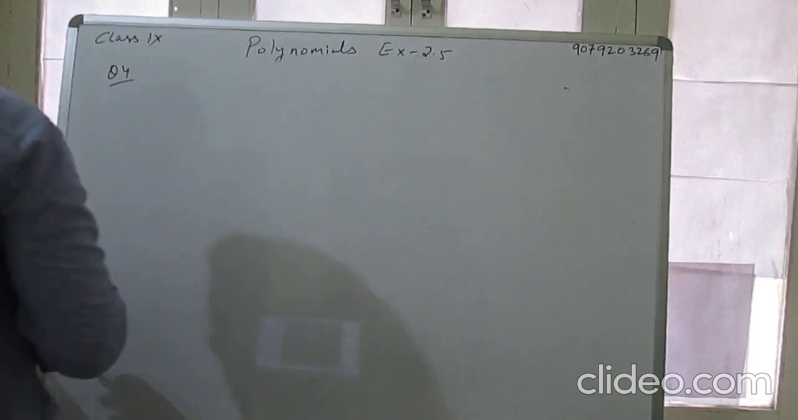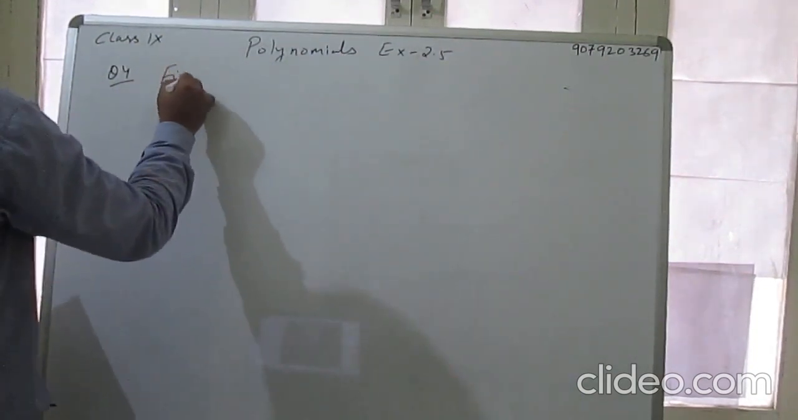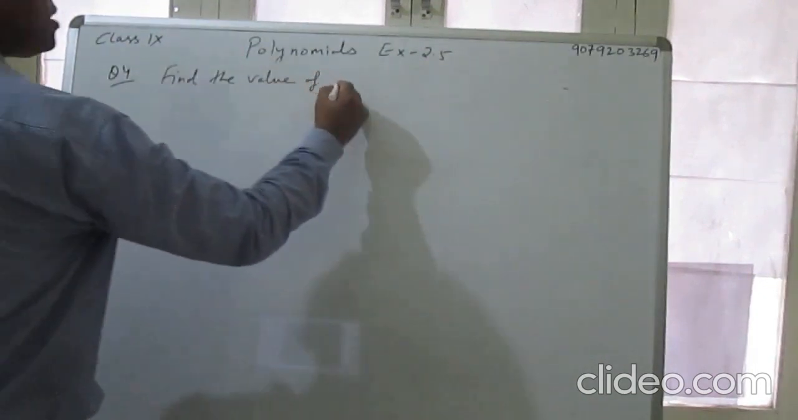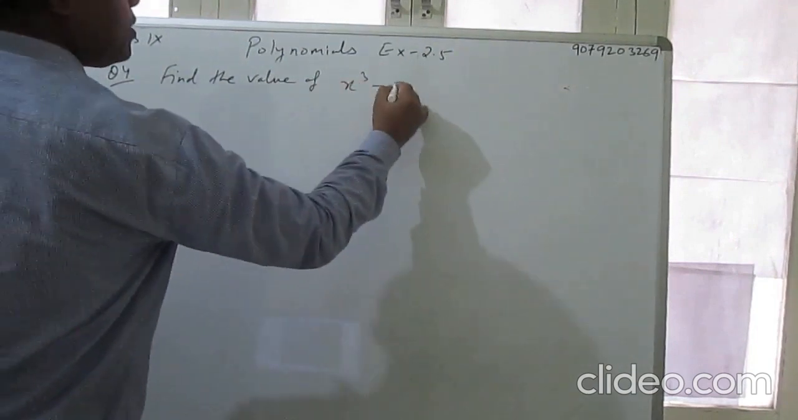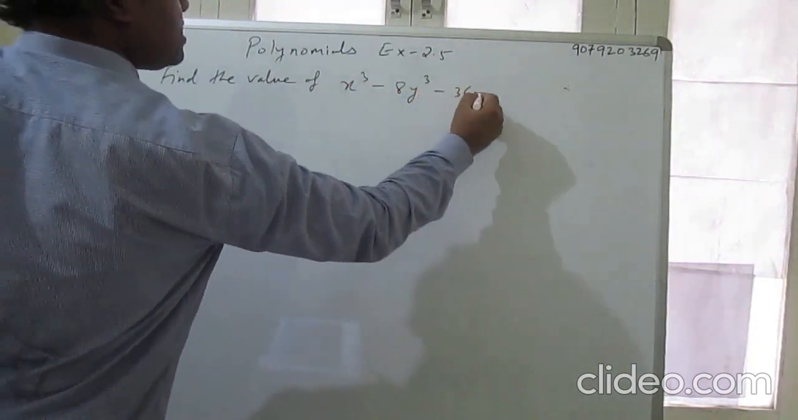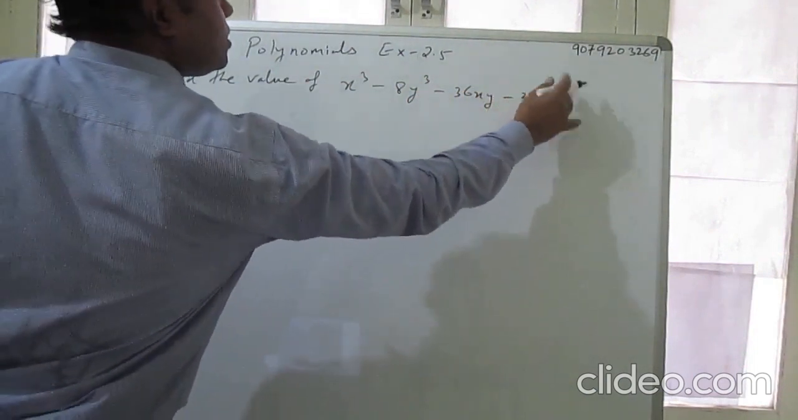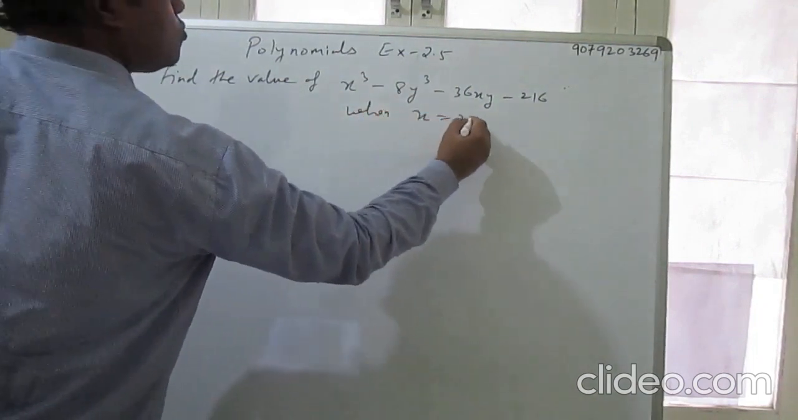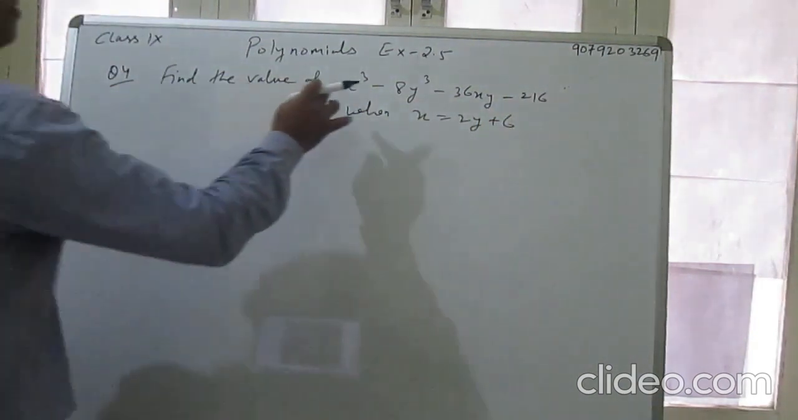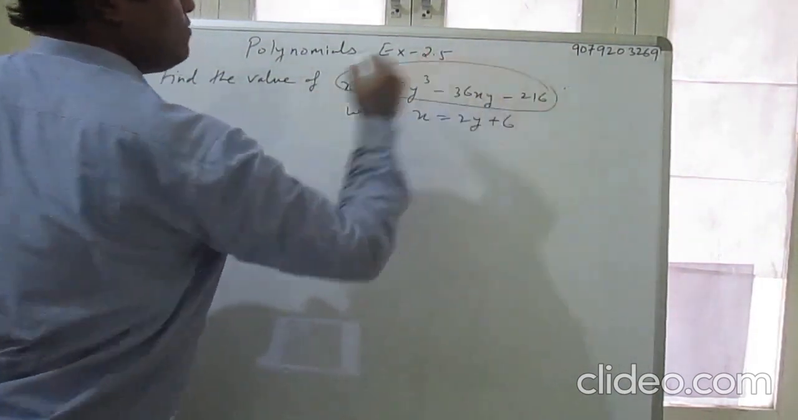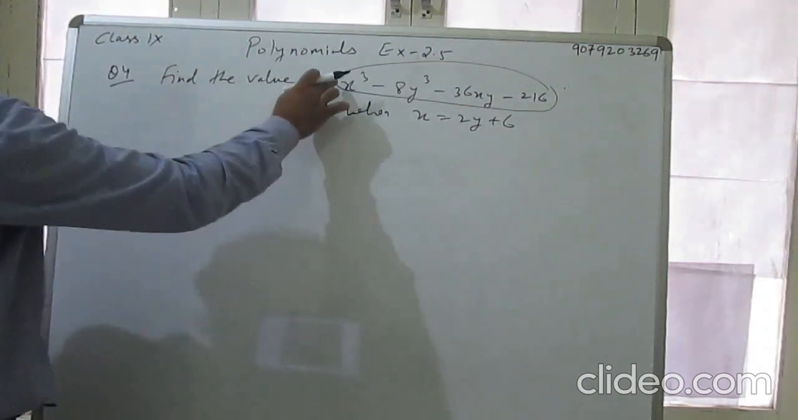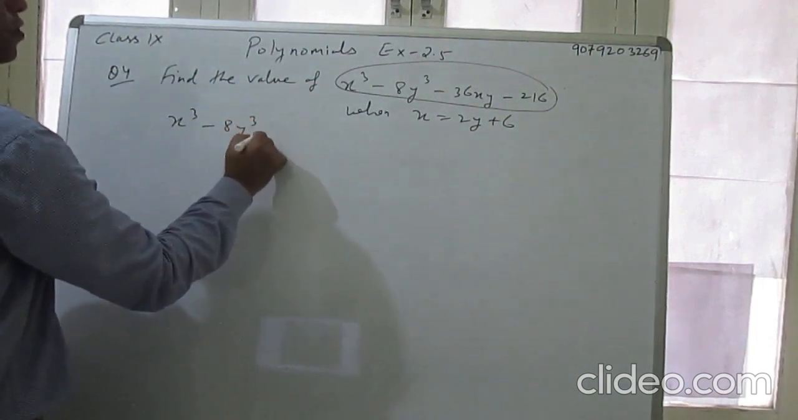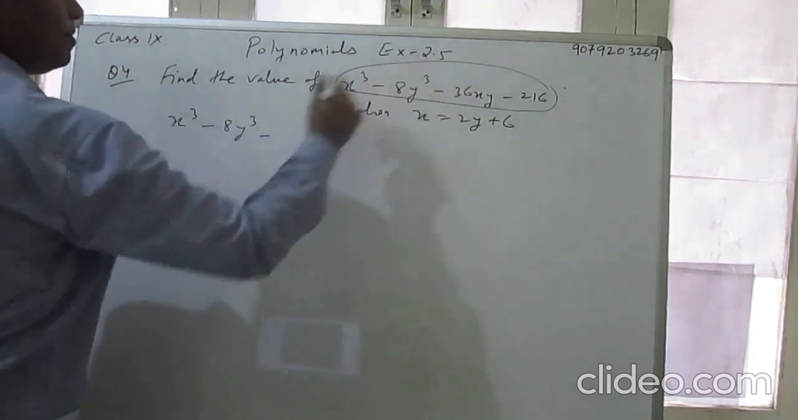Question 4. Find the value of x cube minus 8y cube minus 36xy minus 216 when x is equal to 2y plus 6. You have to find the value of this. What value do you have to find? Rewrite this. This is given to you: x cube minus 8y cube minus 216, write first, minus 36xy.